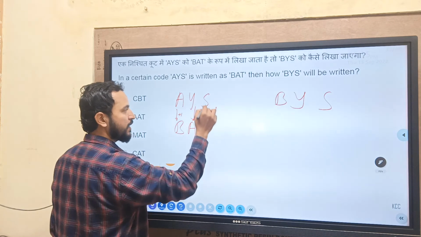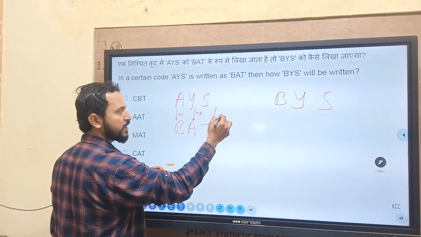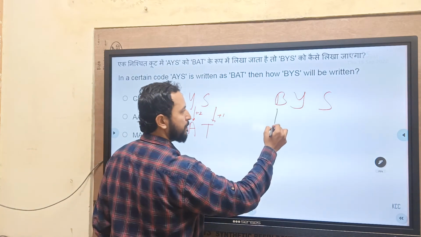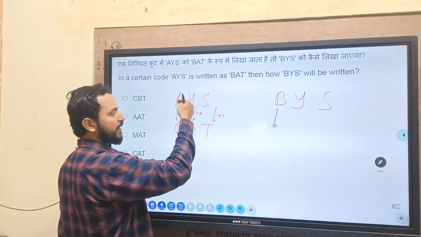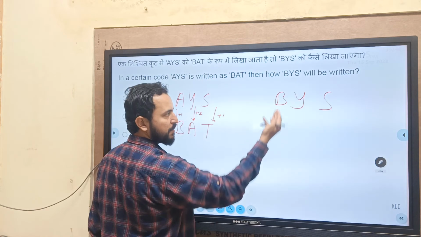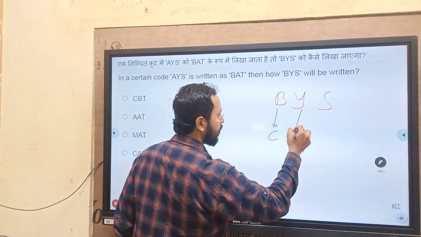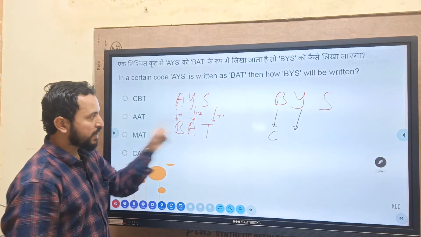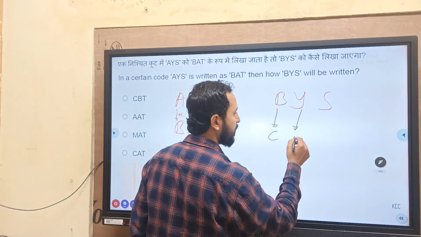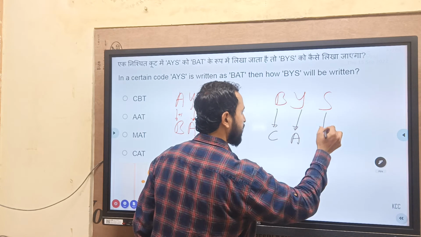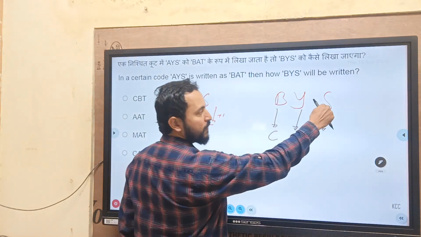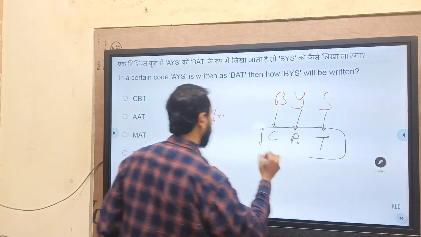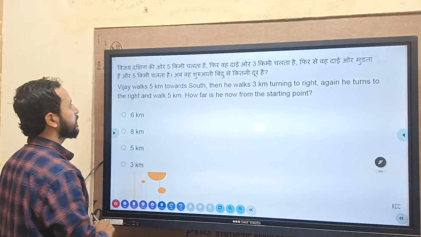Next here. After S, T is there. Just plus 1. Same logic we will do here. B plus 1. After A, B is there. After B, what will come? C will come. After Y, what will come? Y plus 2 becomes A. Y, Z, then A. S will become what? After S, what is there? P, Q, R, S, T. Cat is the answer for the question here.